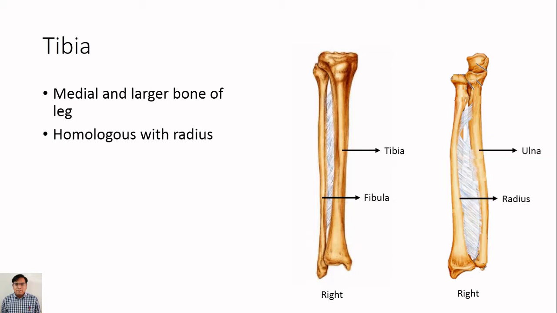The difference is tibia is present on medial side while the radius is present on lateral side. This is because there is a rotation during the development of baby.